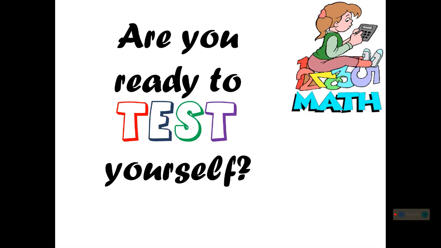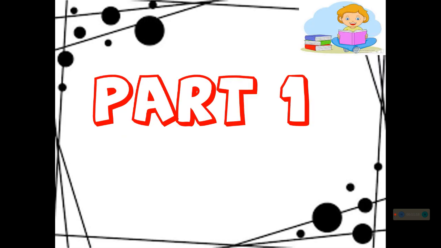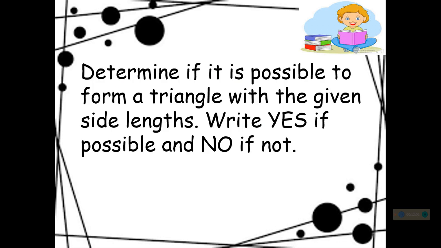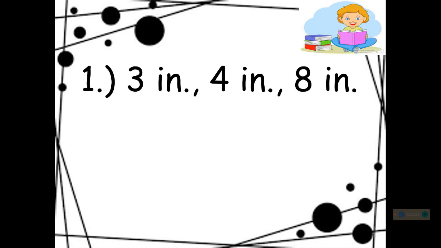Are you ready to test yourself? Let's try if you are really ready. For part 1, determine if it is possible to form a triangle with the given side lengths. Write yes if possible and no if not. On your notebook, let's try to answer this. 3 inches, 4 inches, and 8 inches. Can you draw a triangle with these given lengths? Your answer is no, that is correct.